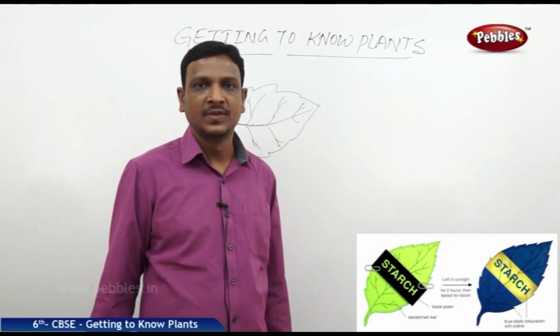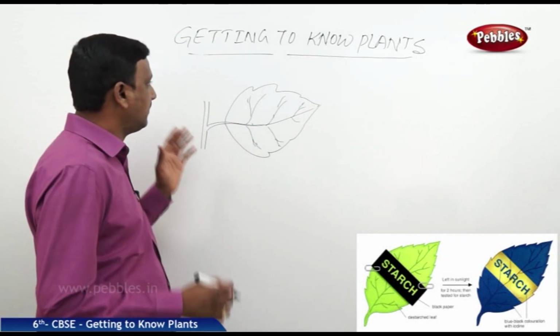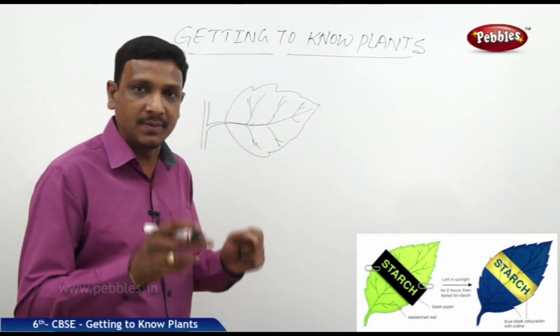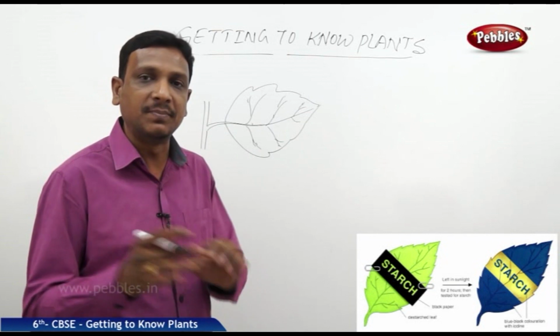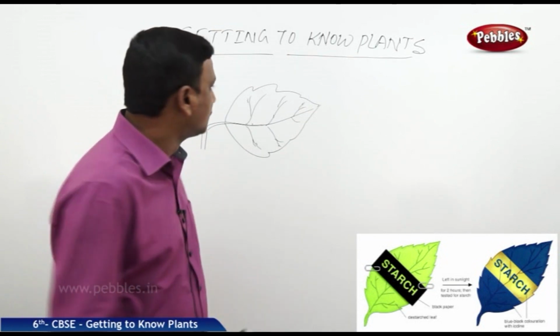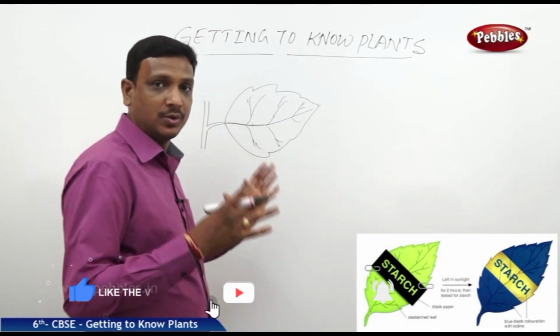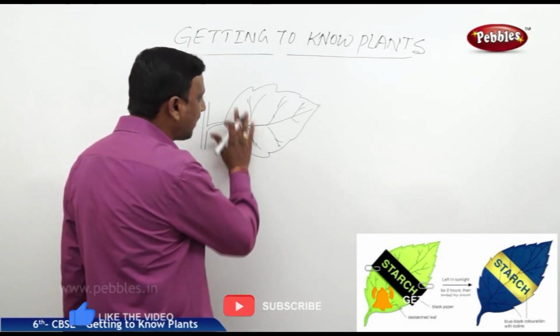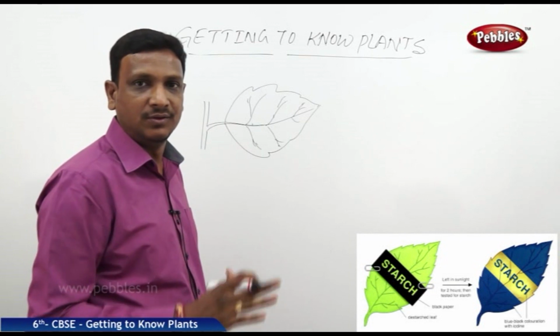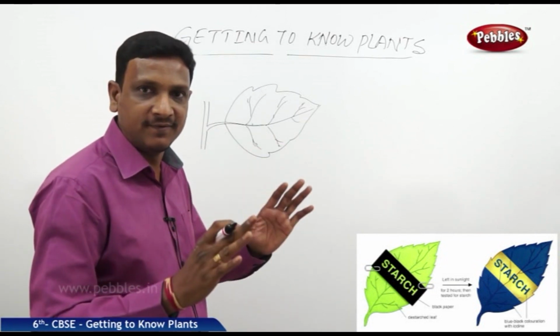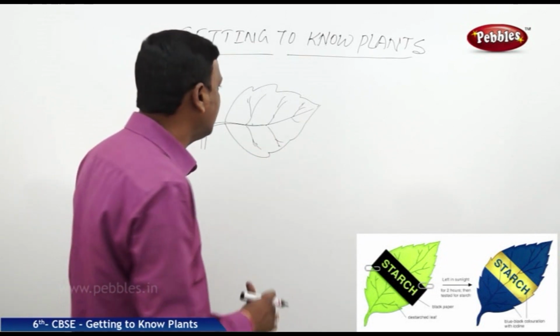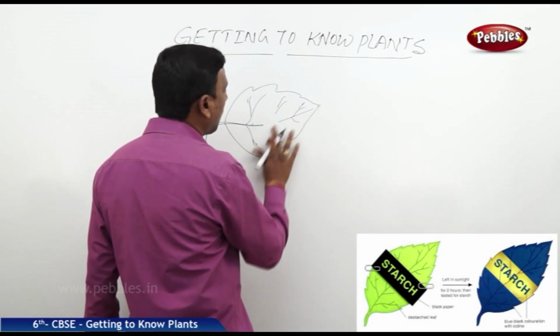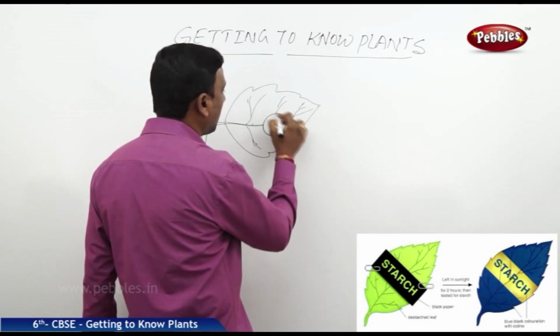Let's see. Now see this activity by which we can prove that the food is prepared inside the leaf. It's not supplied from any other part of the plant. So here we need a leaf which is attached to a plant. Do not pluck the leaf. What you're going to do is cover some part of the leaf. You're not covering the whole leaf, just covering a part of the leaf. Just take some cardboard and cover part of the leaf.